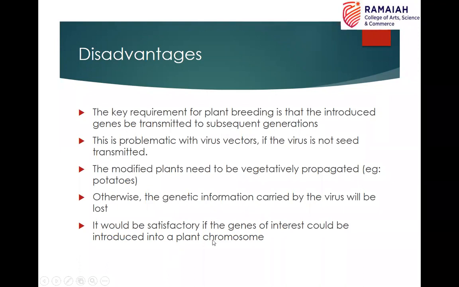So in that case, it would be more satisfactory or advantageous if the gene of interest could be introduced into a plant chromosome. Whatever gene of interest we introduce, if that gets integrated into the plant chromosome, that could be the best cloning vector, especially when it comes to plants. So now my question to you is, what is such a vector we studied which can be used in plants and that integrates the gene of interest into the plant genome or plant chromosome?